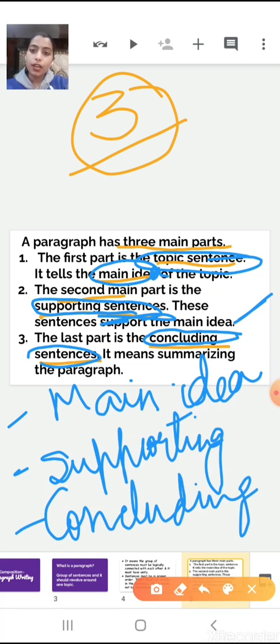That means now we are ending up our paragraph. We are concluding, we are summarizing our paragraph. We are giving the last concluding sentences to end our paragraph.